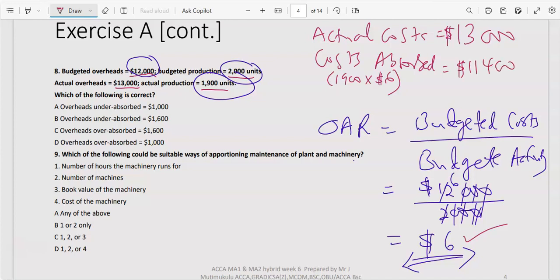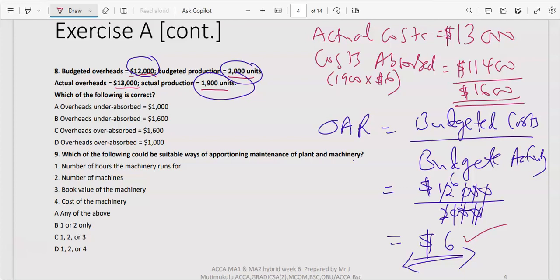11,400. All right. Now, the question that comes is, does that mean we have over-absorbed or under-absorbed? Let us get the difference first. 13,000 minus 11,400, that's $1,600. Now the question is, is that an over-absorption or an under-absorption?